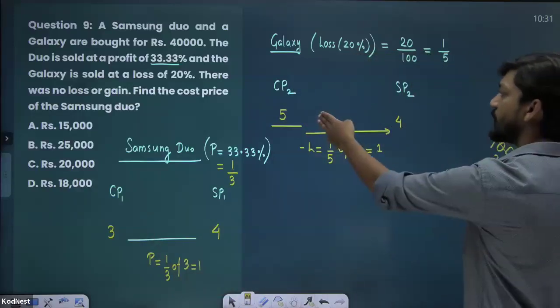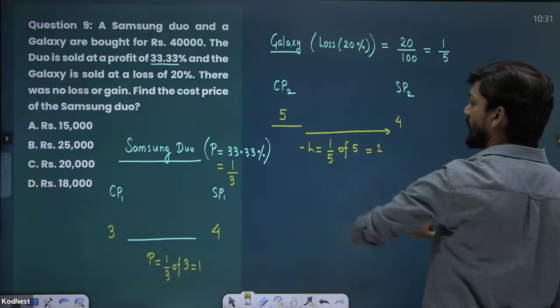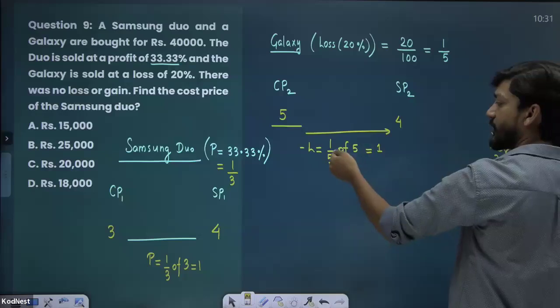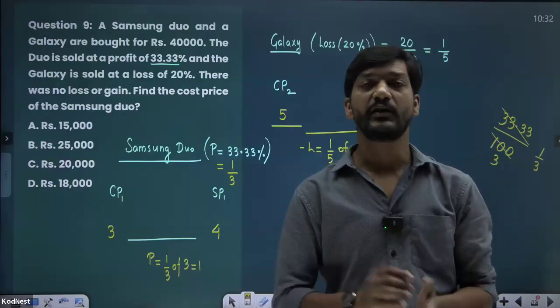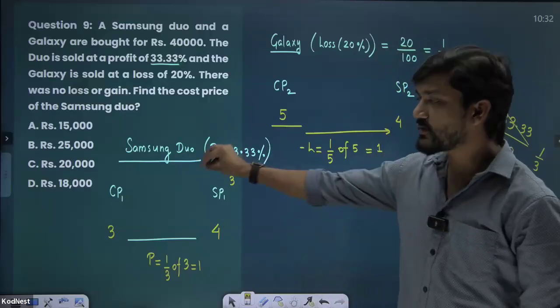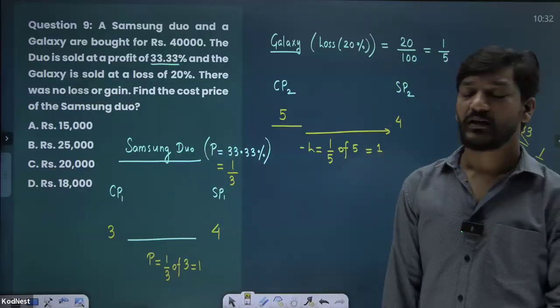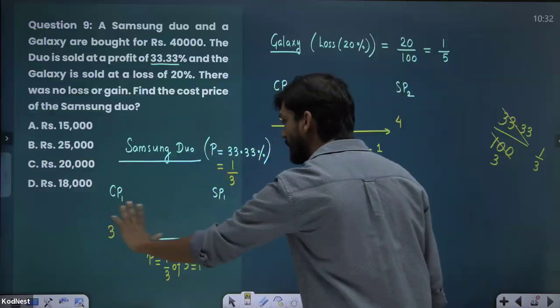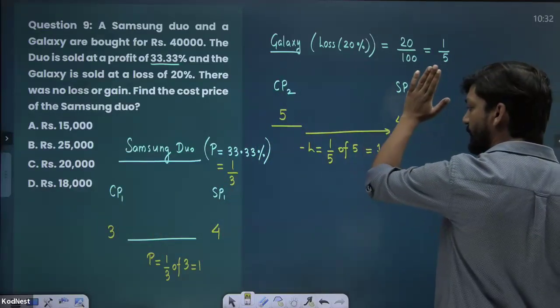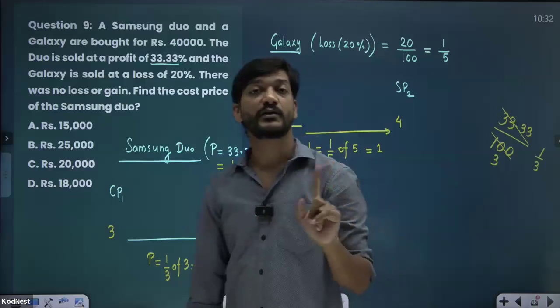Okay. Let's come to this. Cost price given? No. Selling price given? No. Loss given? No. So my dear, nothing is given individually. Overall is given, but I'm saying individually. So now individually, nothing is given for Duo, nothing is given for Galaxy. So now I will try to see something.